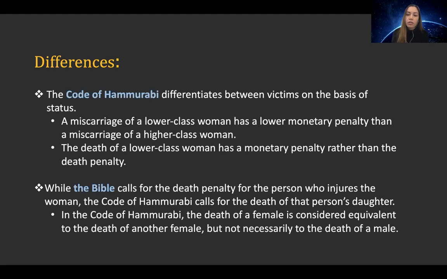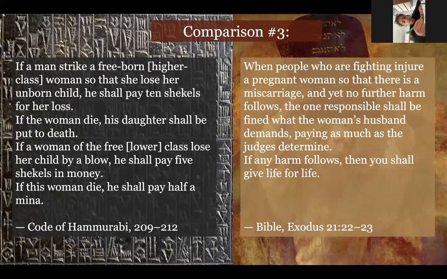Okay, is that clear? Do we need to go back and look at the text? Yeah. Okay, let's look at the text again. So it says that if a man strike a freeborn higher class woman so that she lose her unborn child, he shall pay 10 shekels for her loss, right? If the woman die, his daughter shall be put to death, right? So whereas in the Bible, if she dies as a result of her miscarriage, the man that caused the miscarriage must die, right?